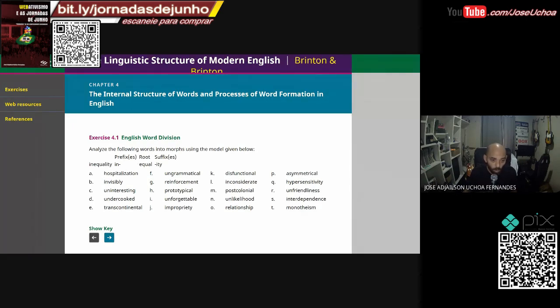The first thing they ask us to do is analyze the following words into morphs using the model given below. The same thing we have done here. Prefixes, root, and suffixes. Like in inequality, we have in as a prefix, meaning not, equal, that's the root, and ity, meaning having the characteristic of being equal. Now, we should do the same with these words: hospitalization, invisibly, uninteresting, and so on.